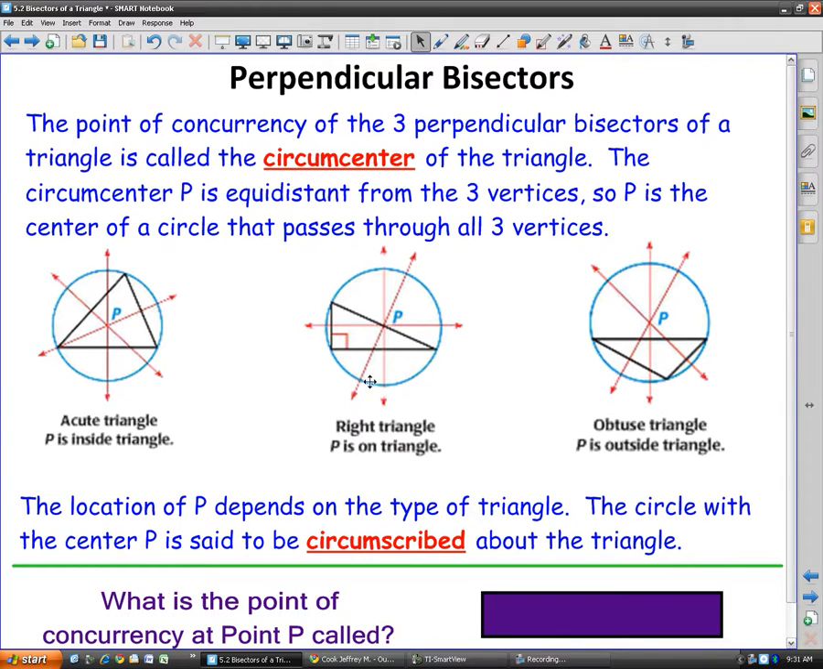We're going to have these terms throughout this section and throughout other sections. We're going to be talking about inscribed, circumscribed, things like that.